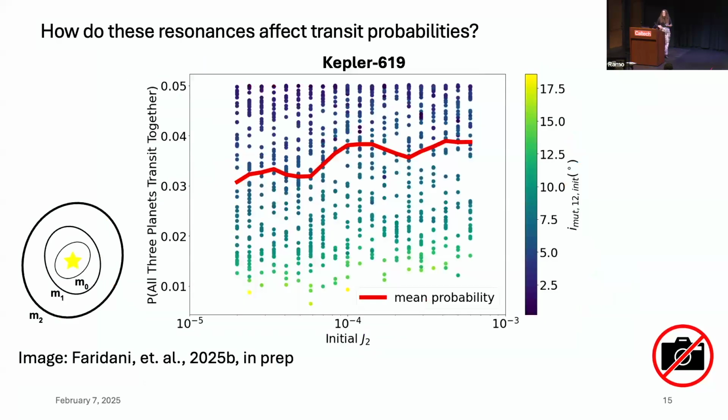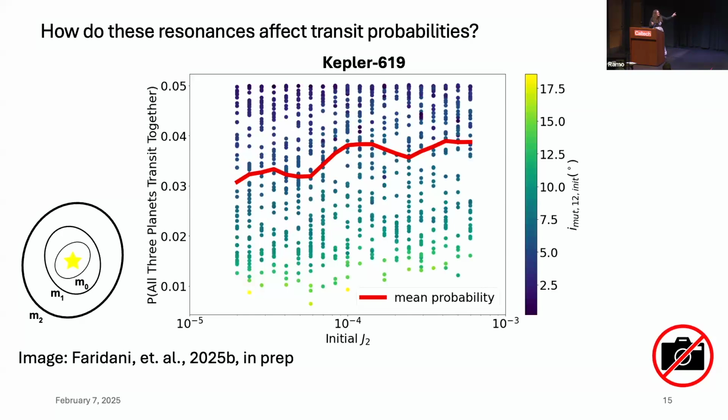So here are the results of a Monte Carlo, where I assumed a Rayleigh distribution of initial inclinations for the planets, I think with a sigma of 0.06 radians. So on the x-axis here, we have the initial J2. That's a proxy for the initial spin of the star. High spin on the right, low spin on the left. And on the y-axis, the probability that all 3 planets transit together.